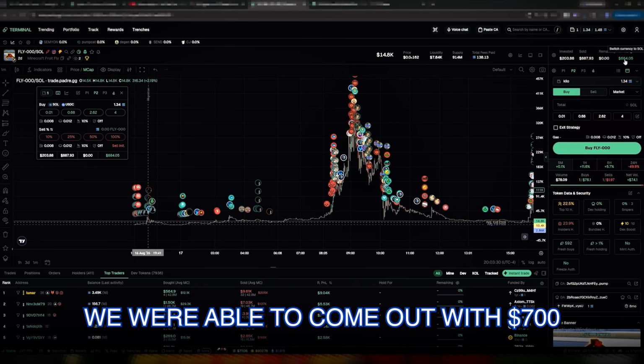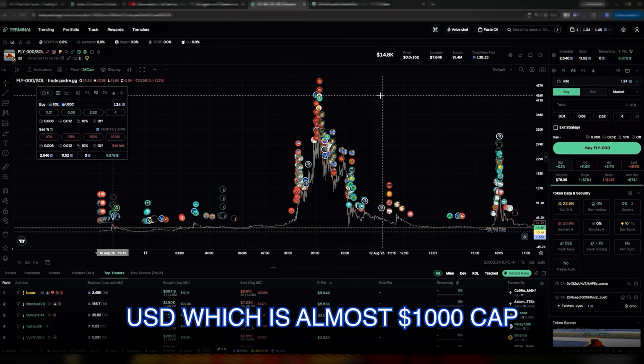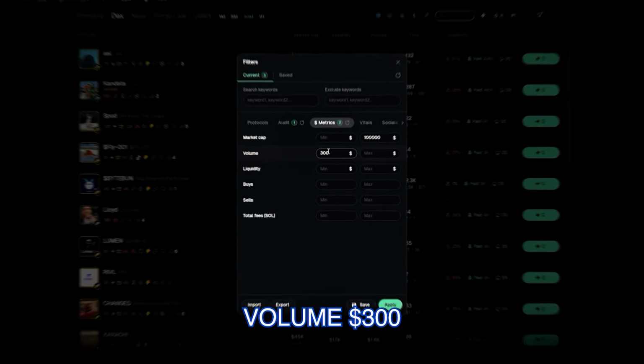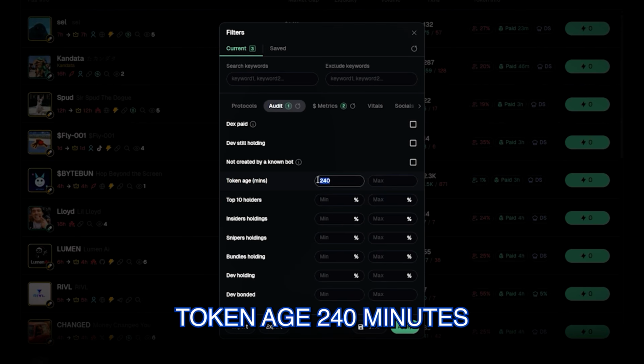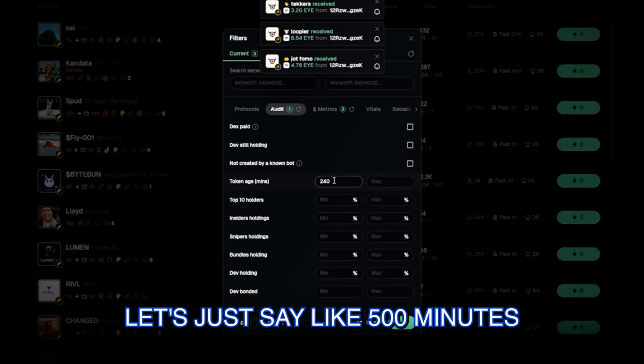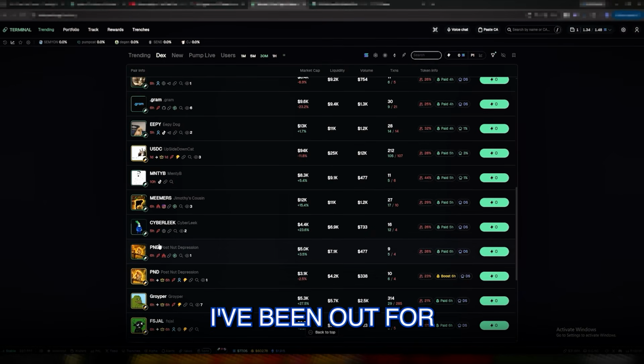We were able to come out with $700 USD, which is almost a $1,000 cap. So at the same time, we could have come out with 30k. So you guys want to use these settings: volume $300, maximum 100k market cap, token age 240 minutes. If you guys want a larger time frame, let's say 500 minutes, you want to look at coins that have been out for quite a while now.